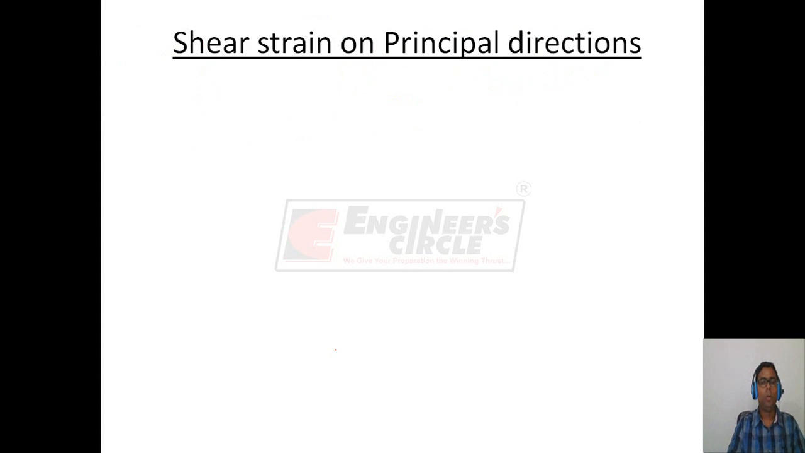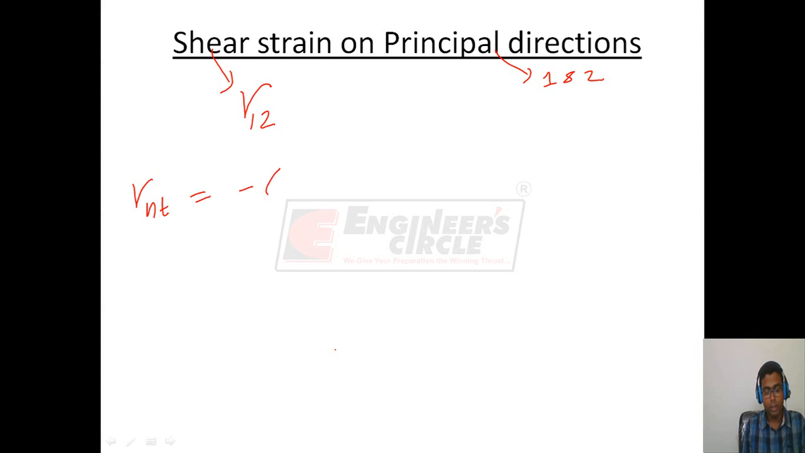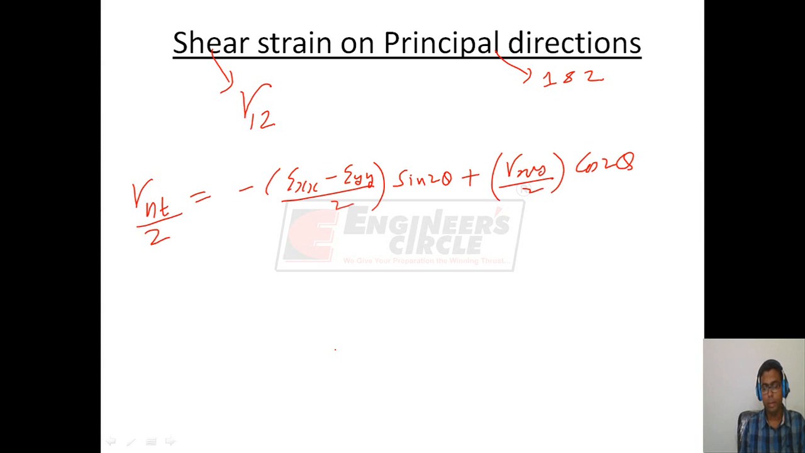point. Now we want to find what is the value of the shear strain on principal directions. Remember that principal directions are 1 and 2. So we want to find shear strain, that is gamma, on principal directions, that is 1 and 2. 1 and 2 are mutually perpendicular to each other, as we have seen. Now gamma nt at a point is given by minus (epsilon xx minus epsilon yy) by 2 into sine 2 theta plus gamma xy by 2 into cos 2 theta. This is gamma nt by 2.